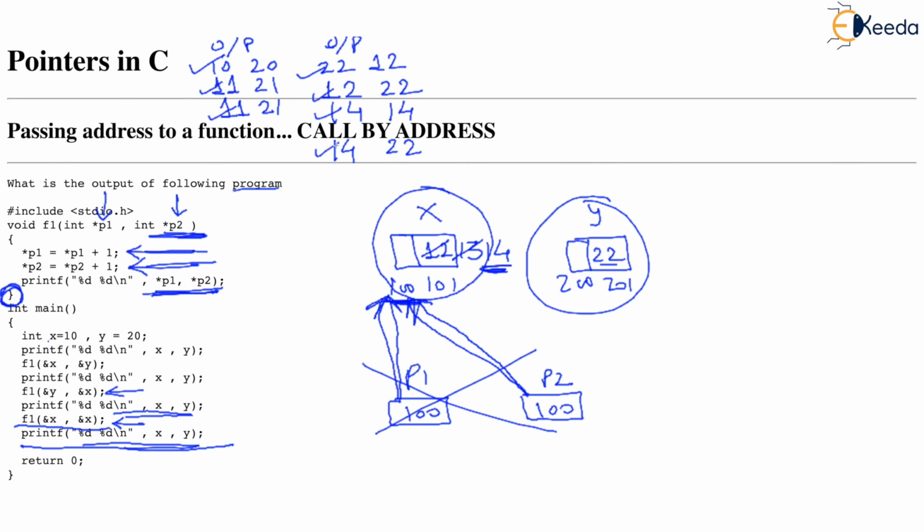And I'm sure after this discussion, you know what happens when you pass address and how the pointer receives it, and any changes made through the pointer will change the value of the original variable passed. We will see 2 more examples of passing address to function after this video, and we will also then solve some GATE questions related to this topic.